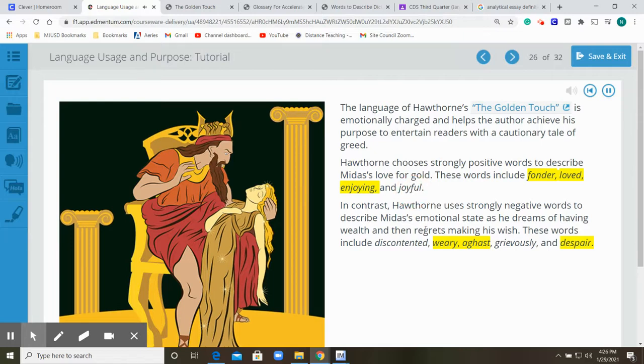In contrast, Hawthorne uses strongly negative words to describe Midas's emotional state as he dreams of having wealth and then regrets making his wish. These words include discontented, weary, aghast, grievously, and despair.